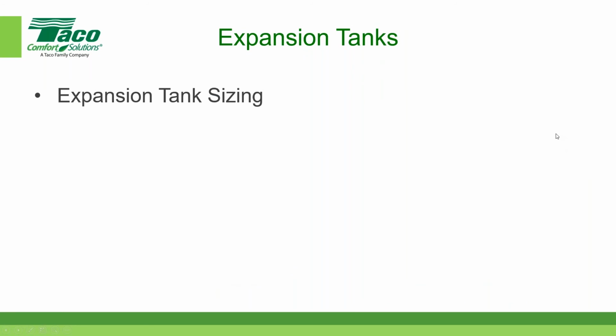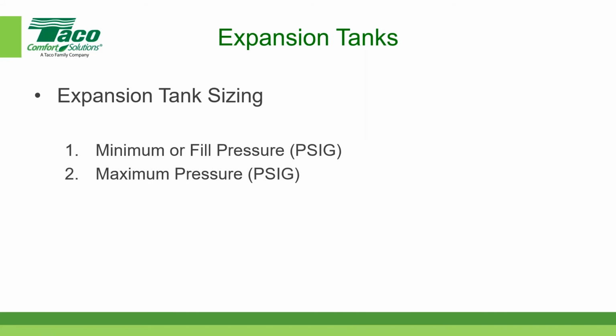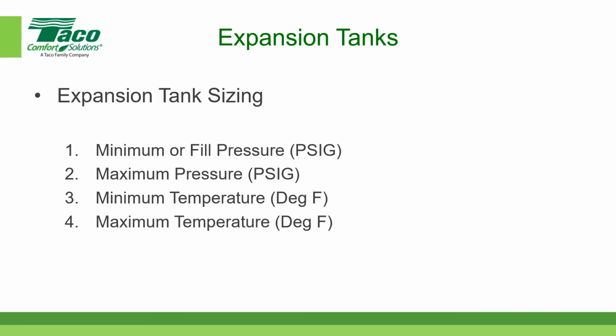So, expansion tank sizing. This one I'm going to run through fairly quickly. We want to figure out the following six things. We need to know the minimum or fill pressure, the maximum pressure, the minimum temperature of the system, the maximum temperature, the fluid type, and the system volume. Have we gone through the HS2 diagram on Taco Tuesday, Brett? Yes, we have.